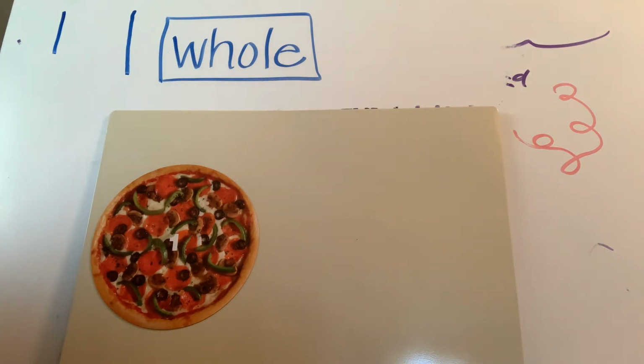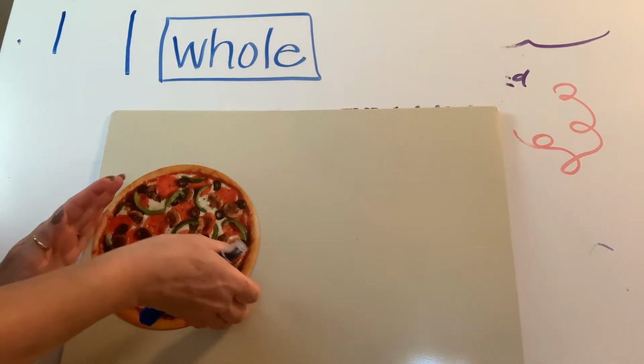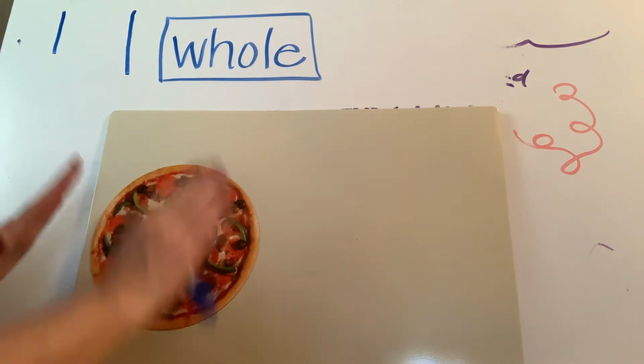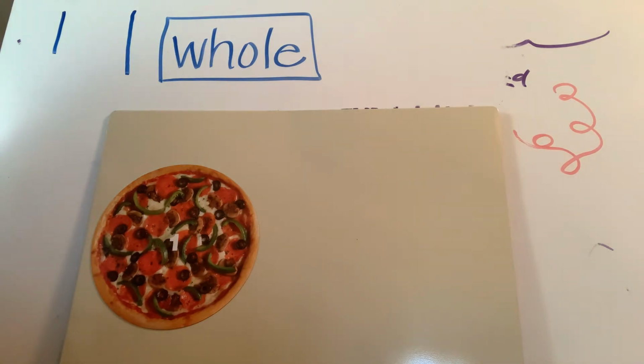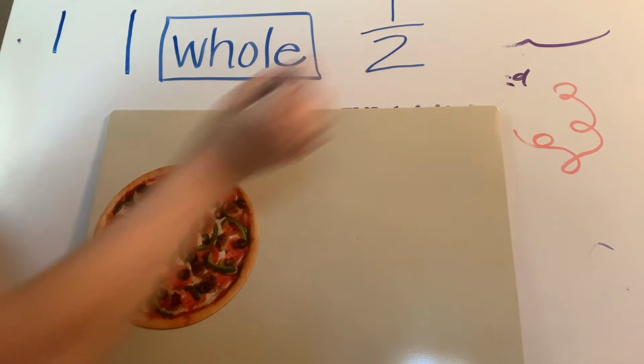It's not cut in half, is it? This is a 1. That is not cut in half, is it? There's no cuts to it. It is the whole pizza. Okay, now we're going to do some fractions. I would like to cut my pizza in half. So how much is a half? And I'm going to write a half up there. Do you see that?